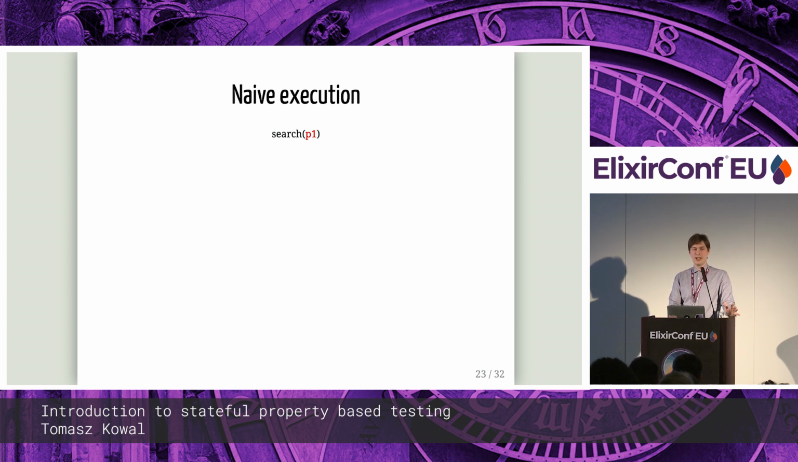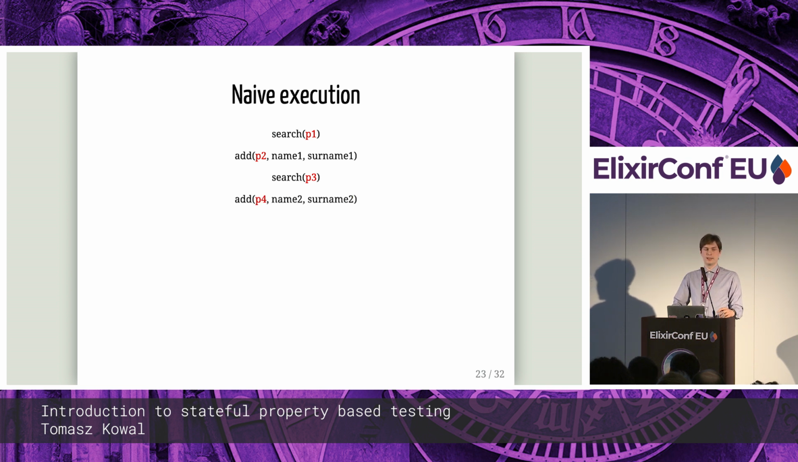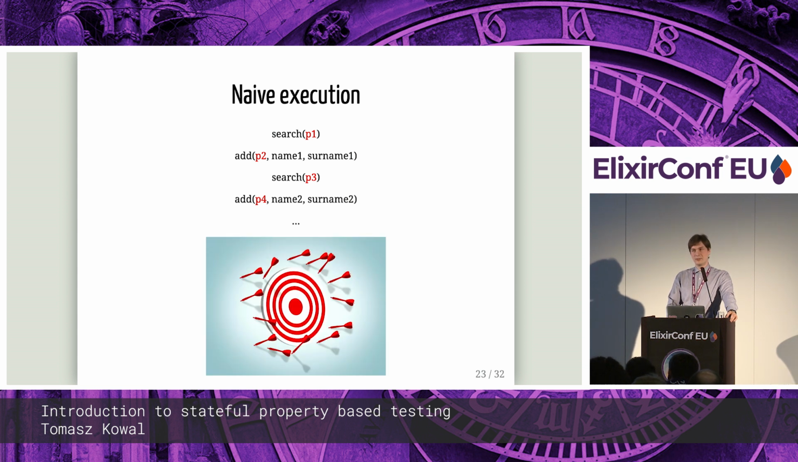Let's now see how this will execute. We are searching for a patient. That is our first generated command. And because we're generating the PESELs randomly, we are searching for a patient with PESEL P1. Then we're adding a patient with PESEL P2, and searching for a patient with PESEL P3. Of course, they don't exist, so we get nothing in return. Then P4. And actually, the search space for PESELs is quite big, so it might be the case that even in our 1,000 runs, we never query for a patient that was actually added to the database. That means that we're not testing if we actually have something in the database.